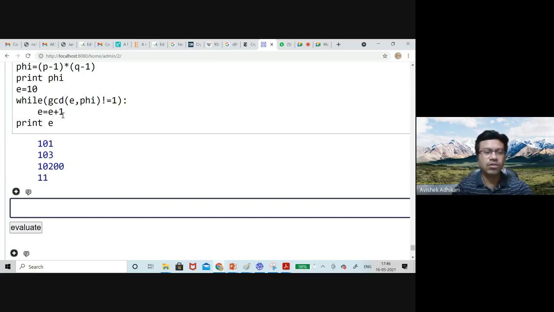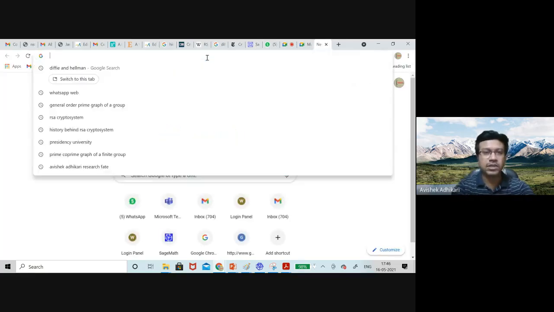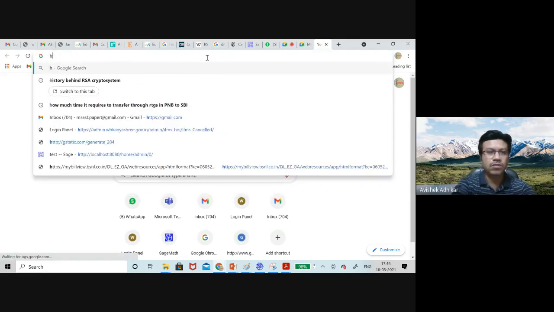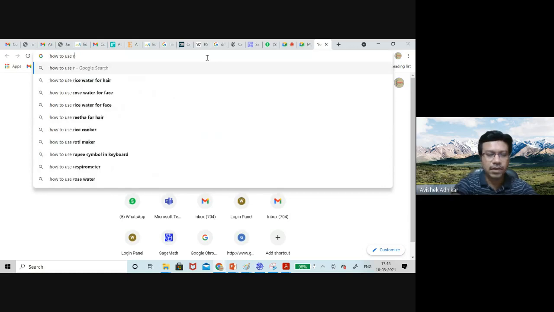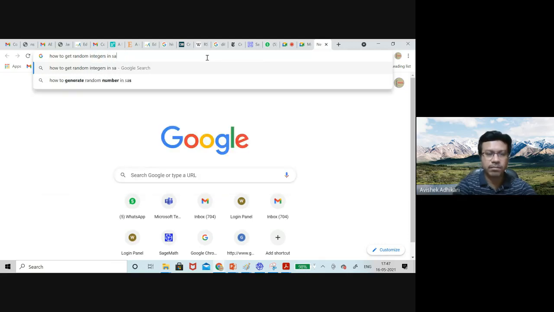You can also randomly choose E. You can use a random integer function, so instead of E plus 1 it should be a random integer. You can ask for a random integer between 10 and phi. In between, it will choose some random integer E and give you this value. It's very easy to search in Google: how to get random integers in SageMath.